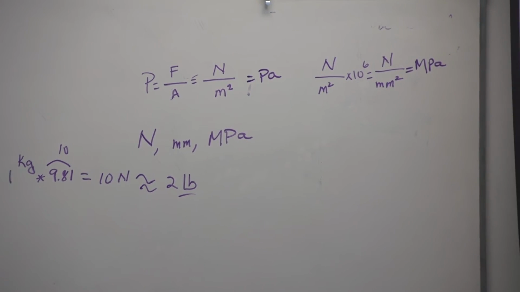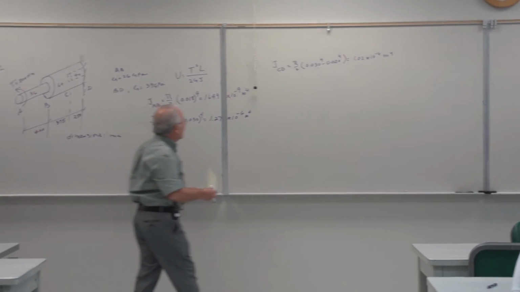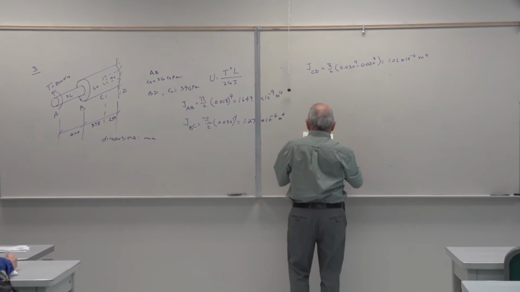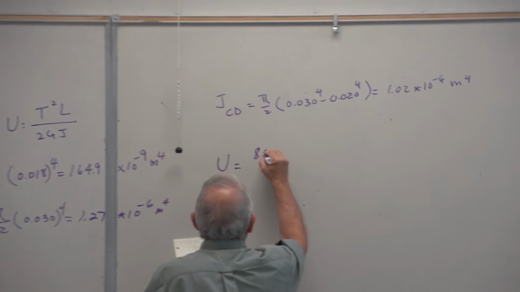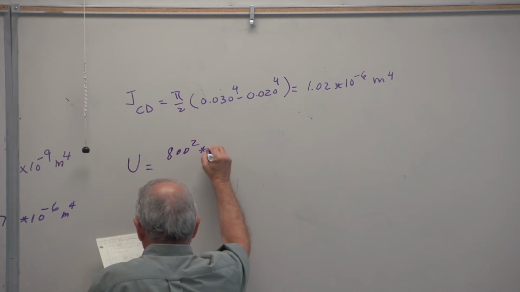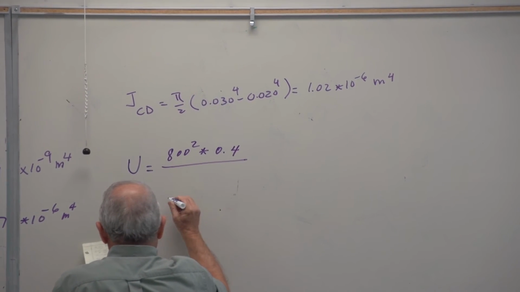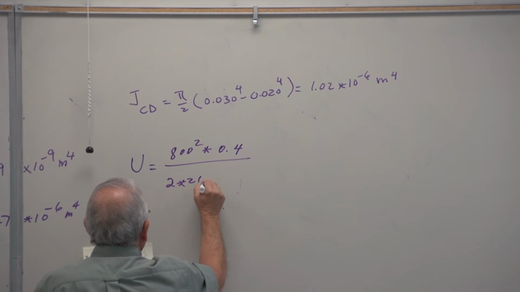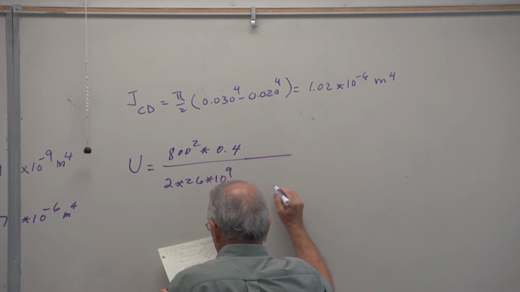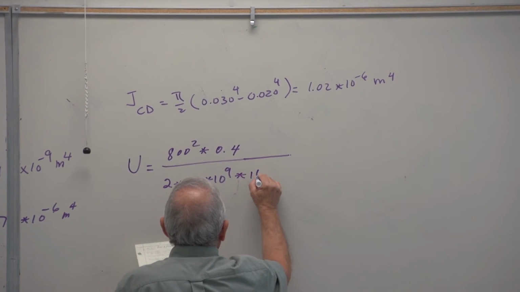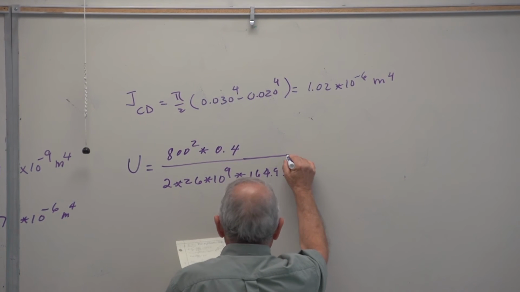Okay, going back to the problem, let's calculate the value of u. A simple substitution into the equation. And this is what you get. U is equal to, for the first part, 800 squared times 0.4, that's the length, divided by 2 times 26 times 10 to the 9, the value of G, times 164.9 times 10 to the minus 9.